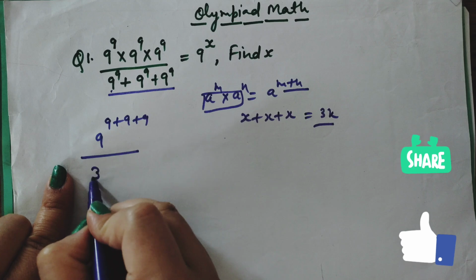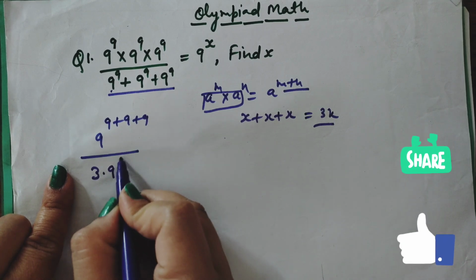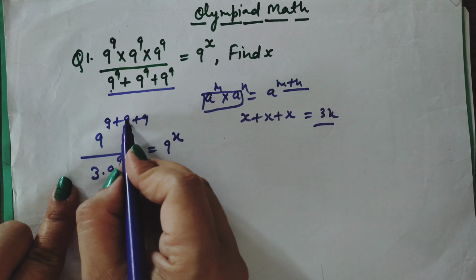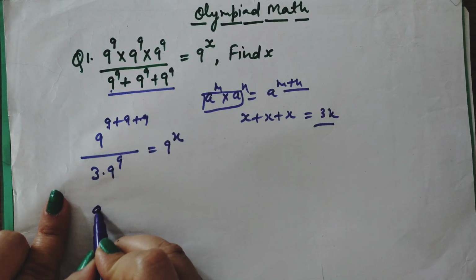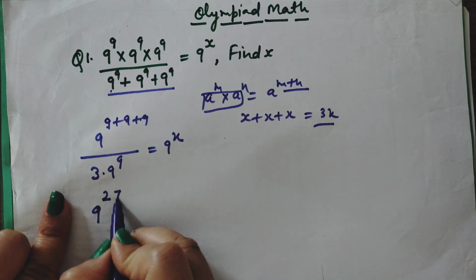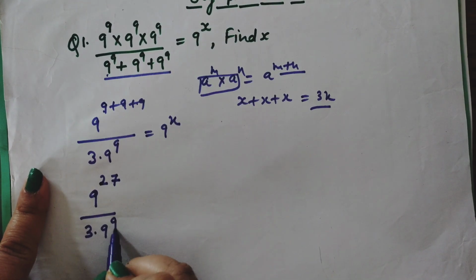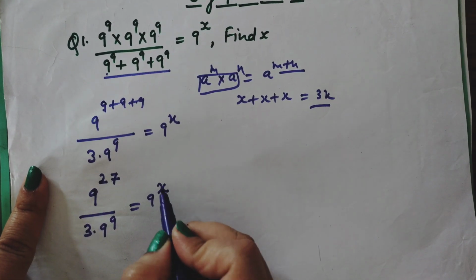So similarly we will write 3 into 9 power 9 for the denominator, since 9 power 9 plus 9 power 9 plus 9 power 9 is 3 into 9 power 9, equals 9 raised to the power x. And in the numerator, 9 plus 9 plus 9 will be 9 power 27.